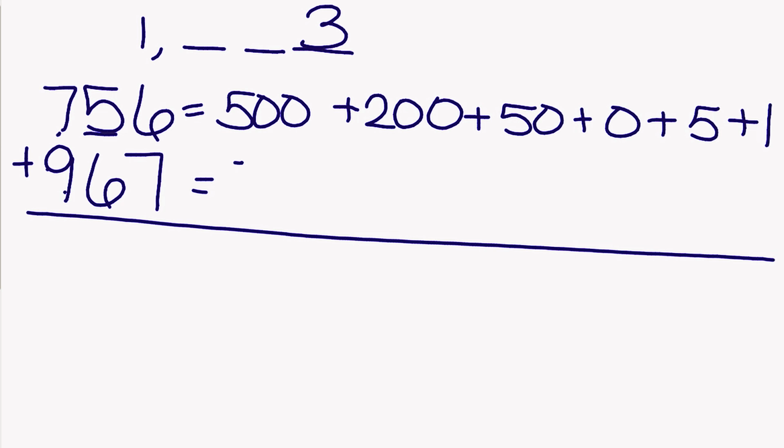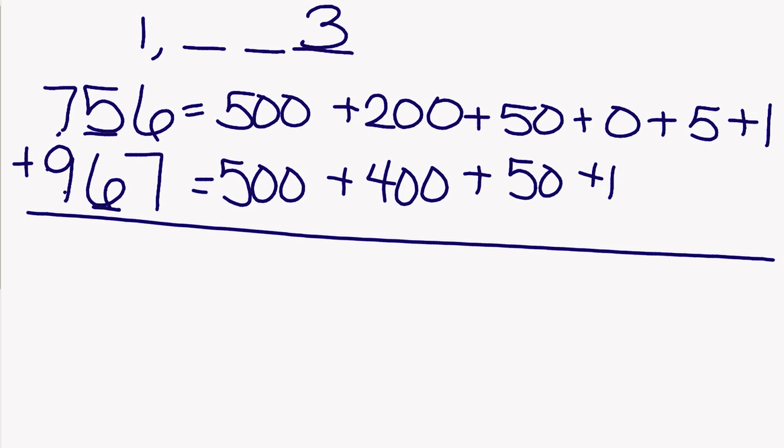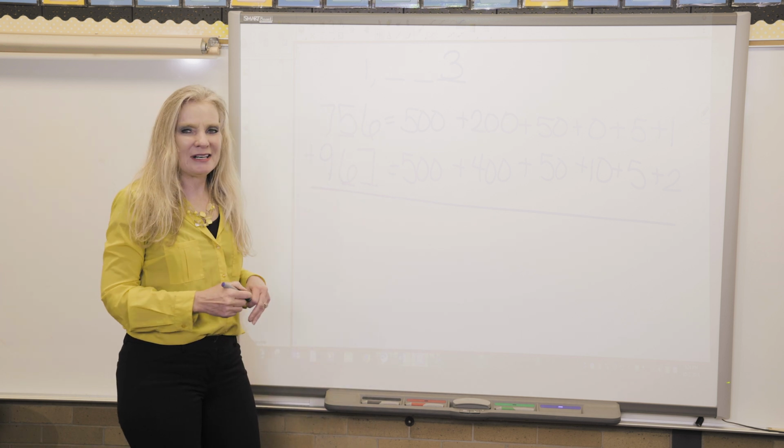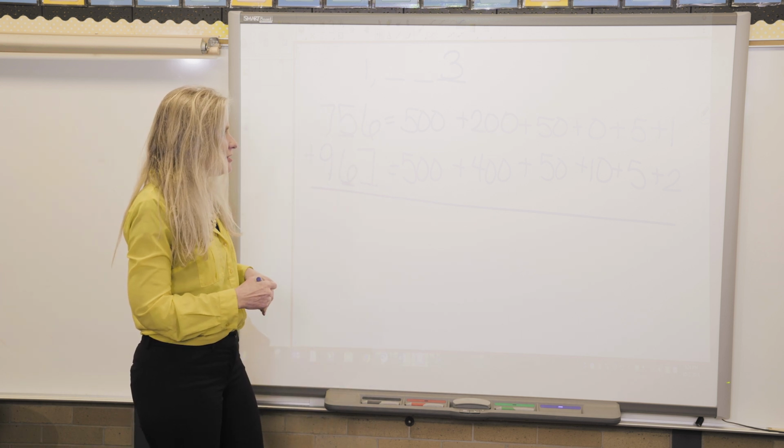Again, 900 is a 500 plus a 400. A 60 is a 50 plus a 10. A 7 is a 5 and a 2. Again, it looks like a lot of work, but it teaches place value and helps your students understand it.